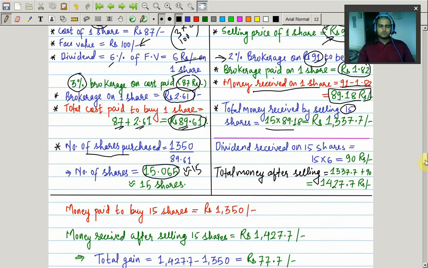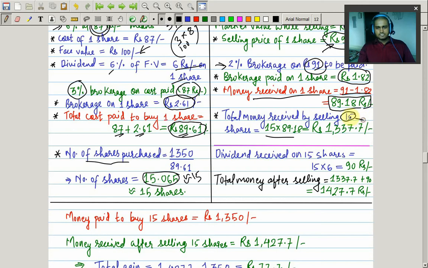Now, right now, after selling, I have this much money in my pocket. Now what about dividend? I also received dividend on 15 shares. This statement says 6 rupees on one share, but I have 15 shares. So how much money will I get as dividend? Rupees 90. So total money after selling is this plus rupees 90.